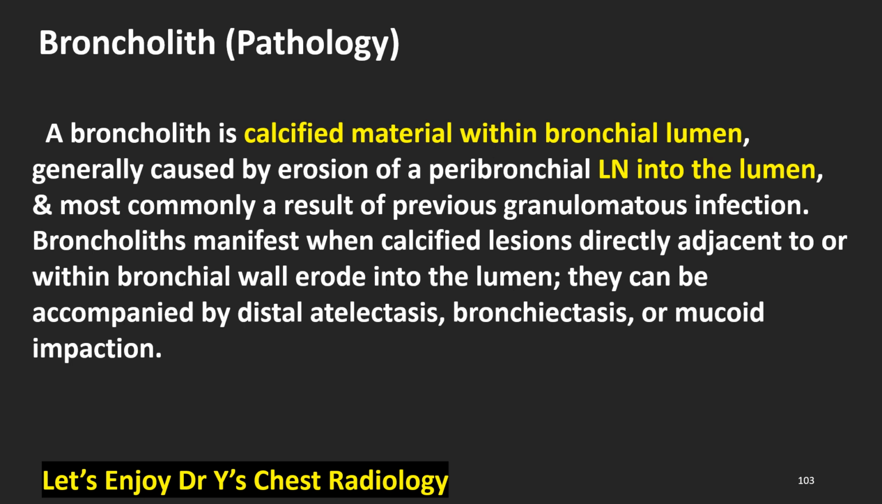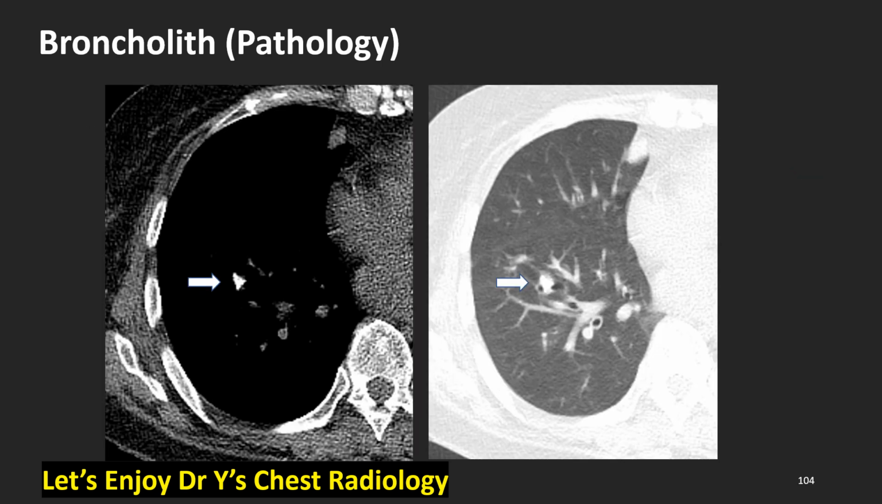Broncholith pathology. A broncholith is calcified material within bronchial lumen, generally caused by erosion of a peribronchial lymph node into the lumen, and most commonly a result of previous granulomatous infection. Broncholiths manifest when calcified lesions directly adjacent to or within bronchial wall erode into the lumen. They can be accompanied by distal atelectasis, bronchiectasis, or mucoid impaction. Broncholith pathology. Arrows indicate broncholith and bronchial dilatation.